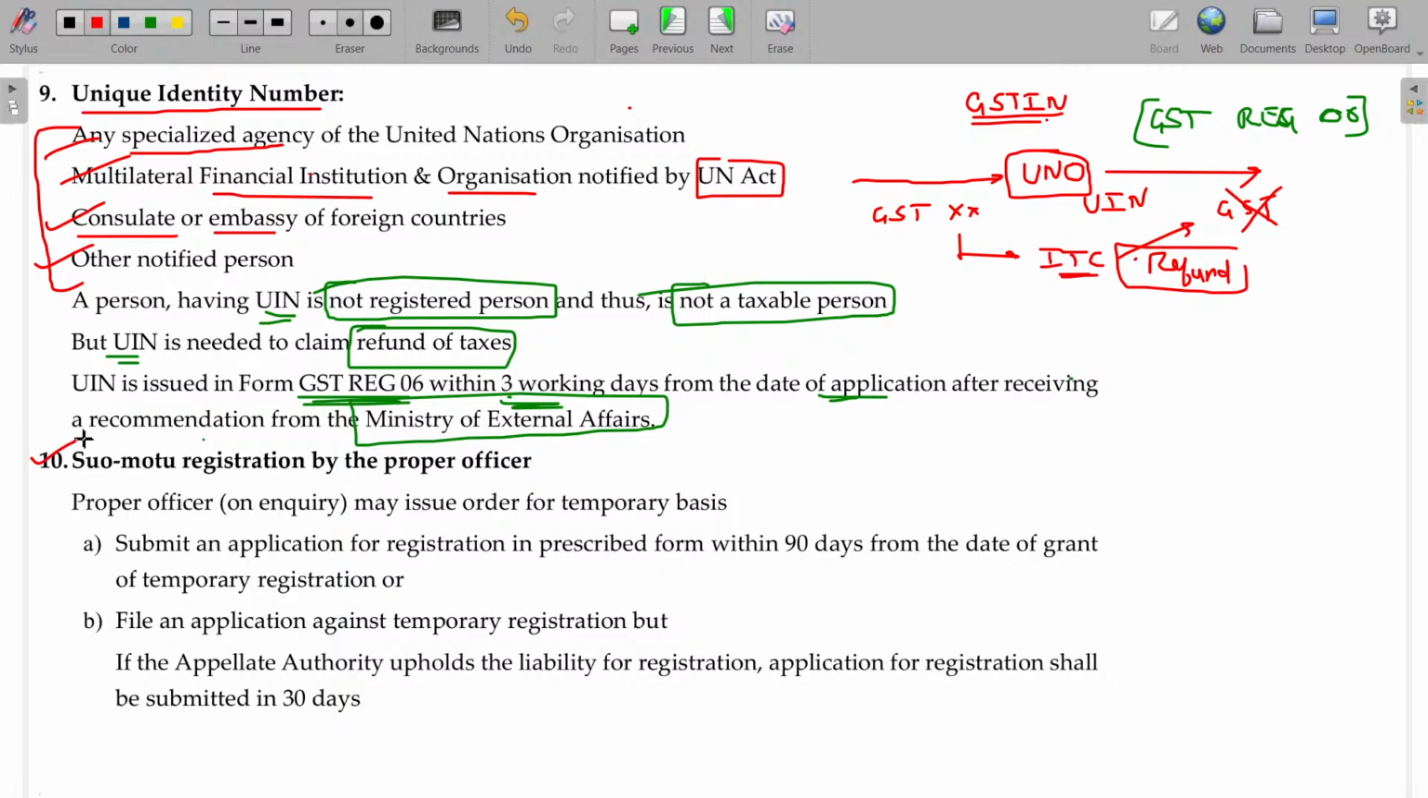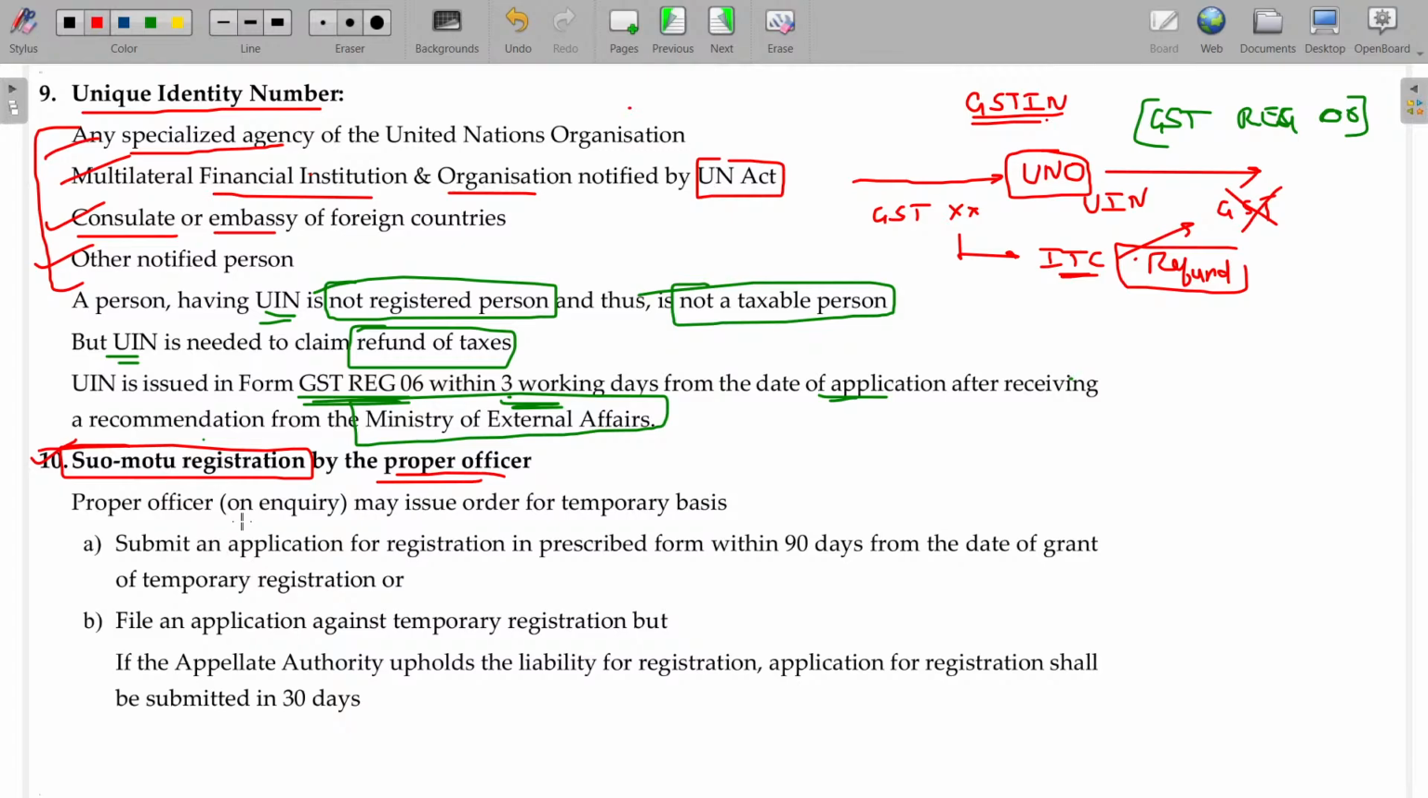10th one being suo motu registration. Though your threshold limit is more than 20 lakhs or 40 lakhs, you don't register. You plan to hide, but the proper officer of GST gets some doubt that your threshold limit is higher or you will be required to register compulsorily. Whether you apply or not, the proper officer will register your name and the registration number will be given suo motu, automatically, at their own stand.